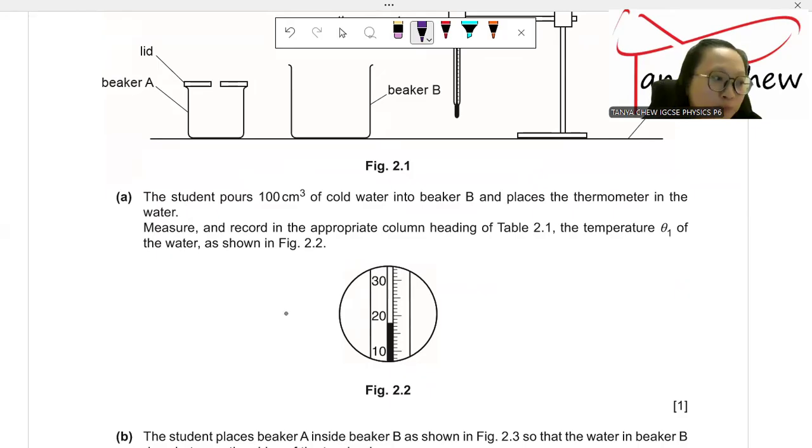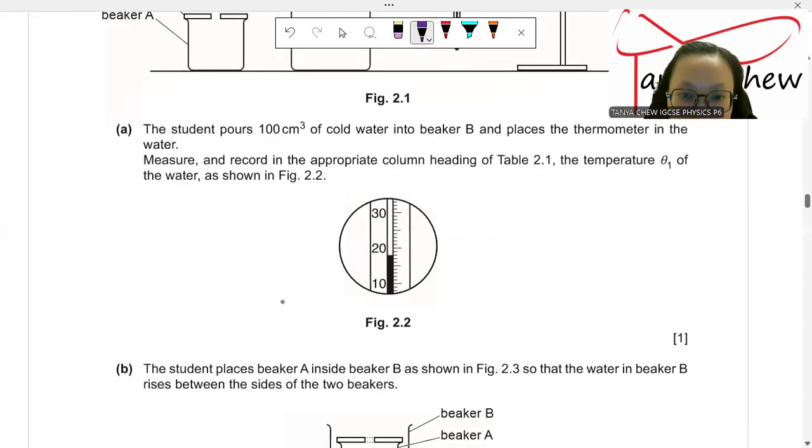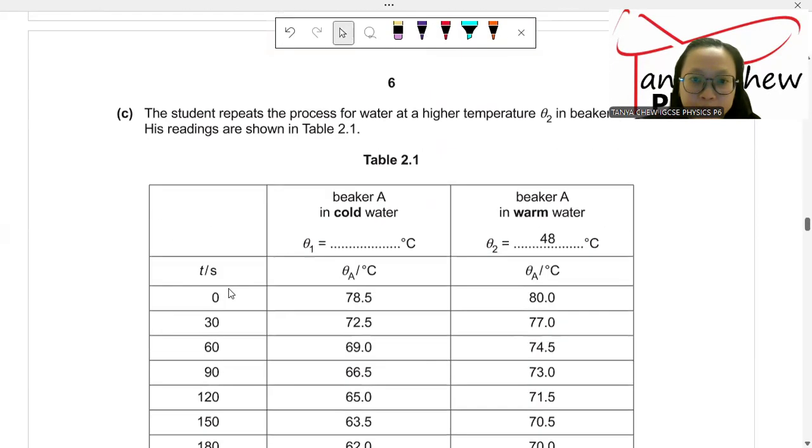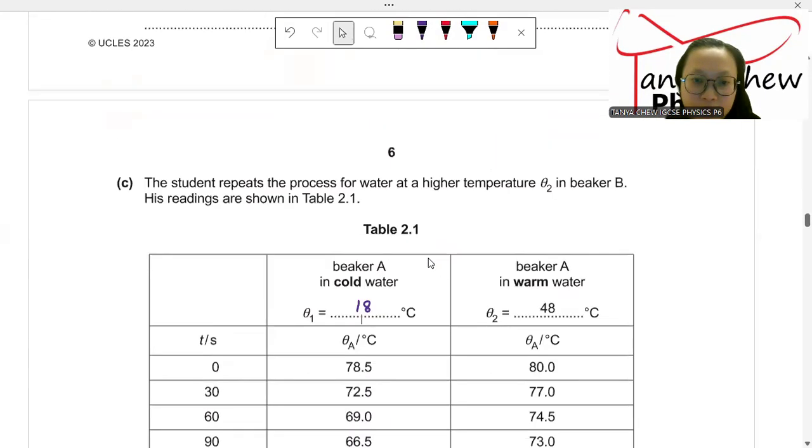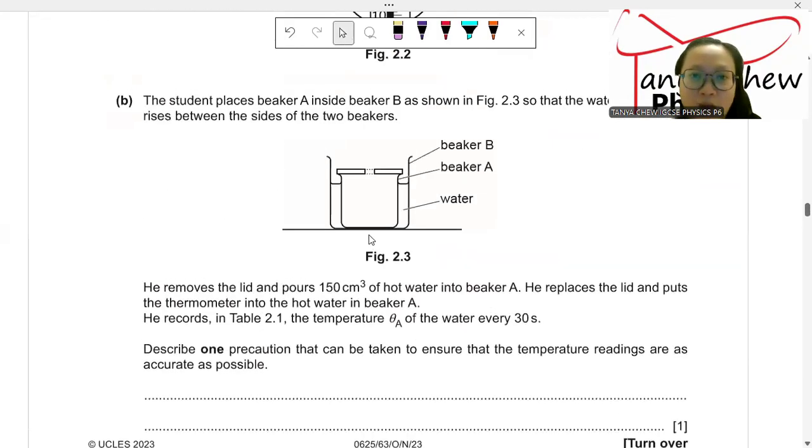So let me see, this is 15 right here, because this is 11, 12, 13, 14, 15, 16, 17, and this is 18 right here, 18. So I'm going to fill that in first. This is 18 degrees Celsius. And then theta 1, right? Is that theta 1? Yes, that is theta 1.